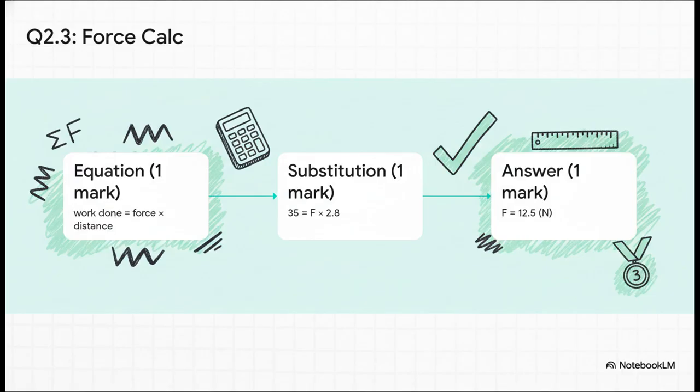Now for a 3-mark calculation. And listen up, because this shows exactly why your teachers are always telling you to show your working. You get 1 mark just for writing down the correct equation. 1 whole mark. You get a 2nd mark for plugging the numbers in correctly, and then the 3rd mark is for the final answer with the right units. This means you can literally mess up the math on your calculator and still walk away with 2 out of the 3 marks. Always, always show your work.